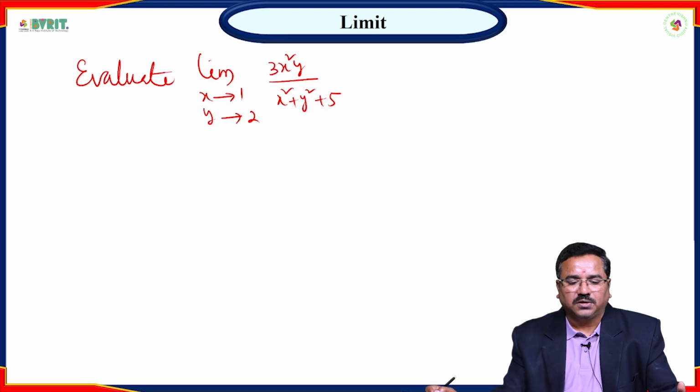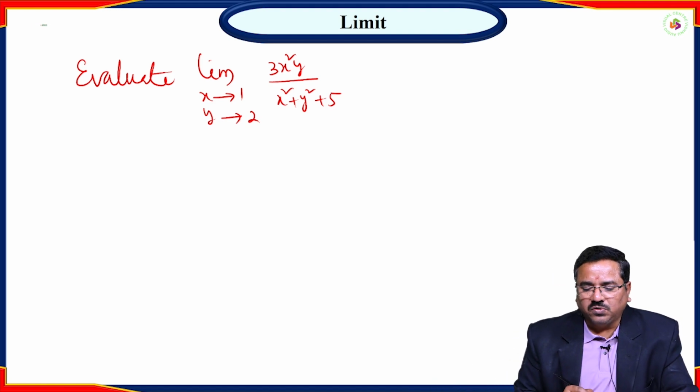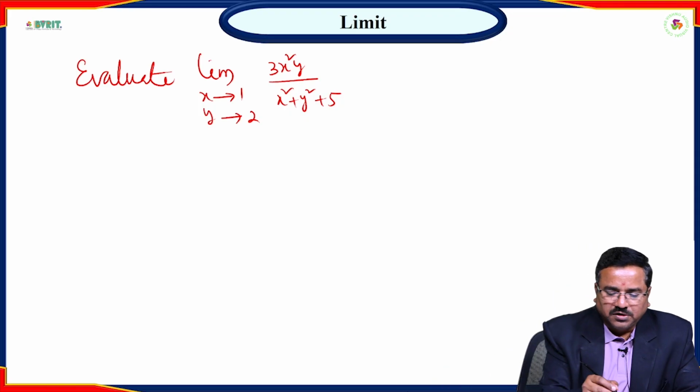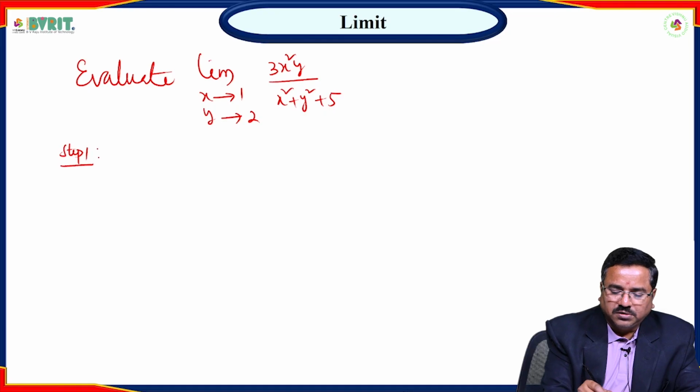This looks different from the previous one. It is the other than origin case. About origin, how to compute? Other than origin, we will do only 2 steps. What is step 1? First take x tends to 1, then after that y tends to 2. So first, step 1.